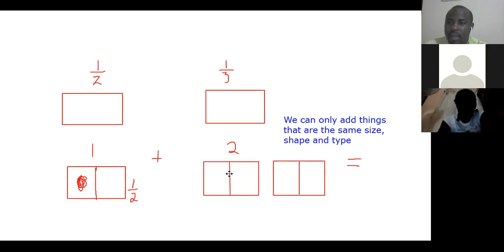Okay, so now, is everything looking like the same size? Yes, sir. What about type? Still the same. It's still the same shape. Everything matched? Yes, sir. Okay, great. So can we now add these things together? Yes, sir. So when we add them together, what do we get?